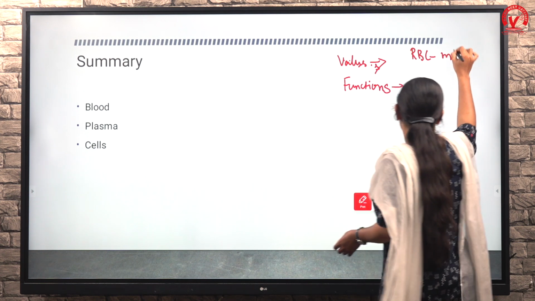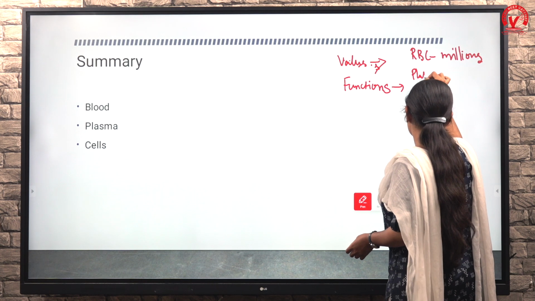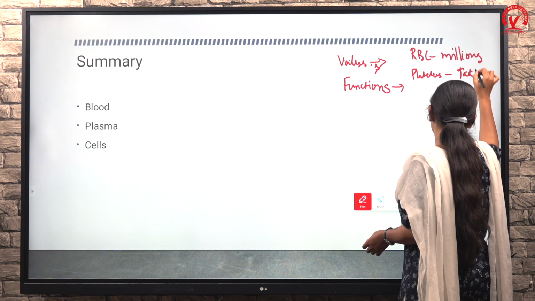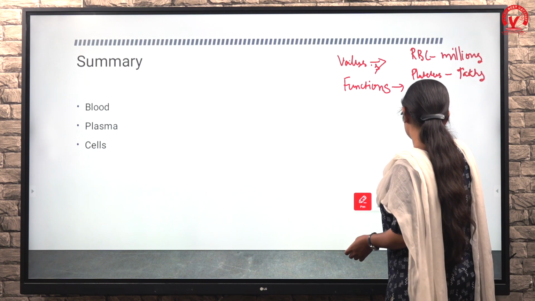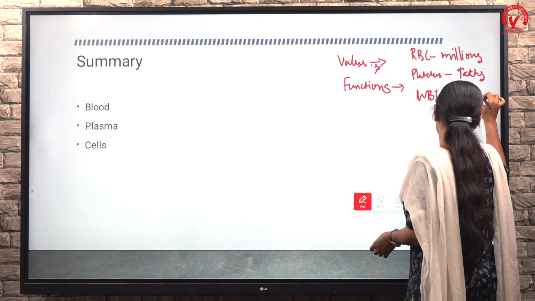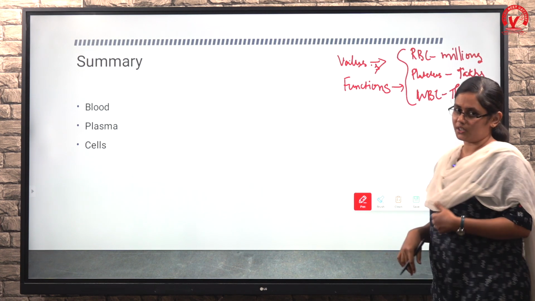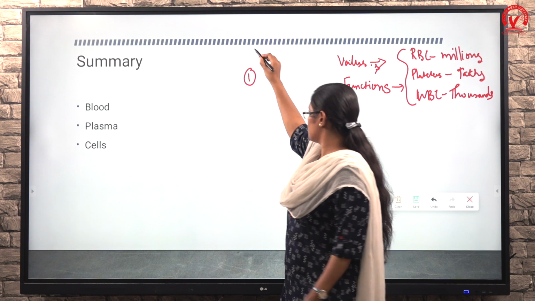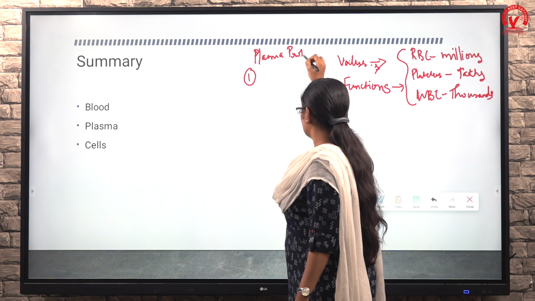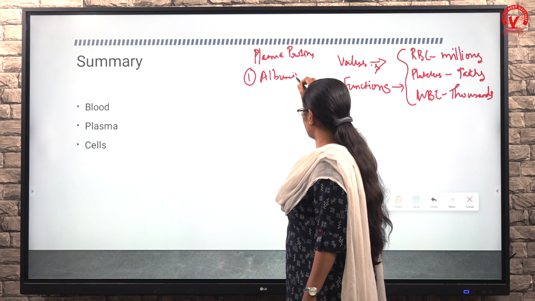the count of RBC is represented in millions, platelets in thousands, so in lakhs, and finally WBC in thousands. So you should not forget this, and we discussed various functions of the cells. And next you should remember the important plasma proteins and their functions, among which albumin is important, which helps in osmotic balance.